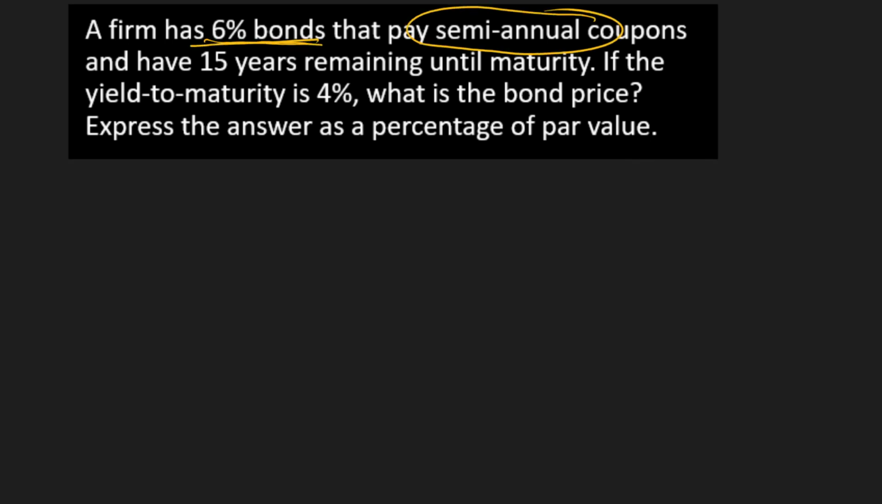The coupons are paid semi-annually, and so that means we have 6% of par paid for the full year, so half of that, or 3% of par, is going to be paid every 6 months. We have 15 years remaining until maturity, and then a yield to maturity of 4%. So you're asked to find what's the bond's price.